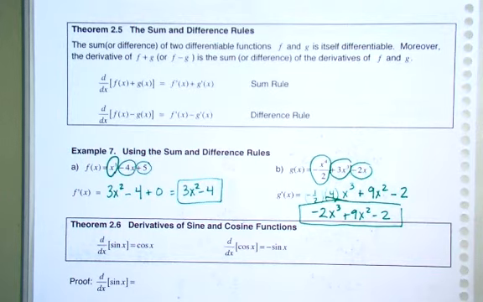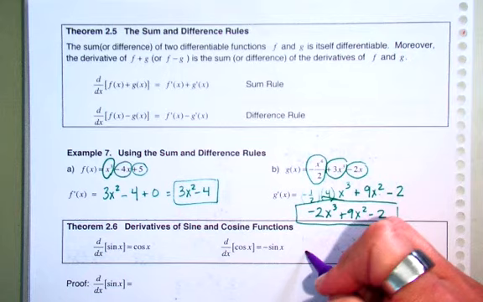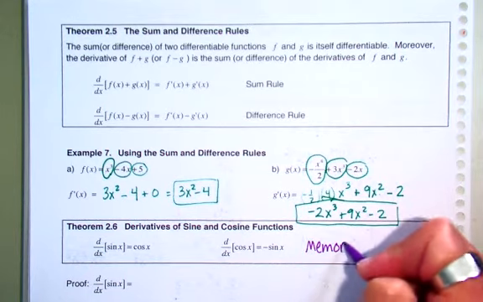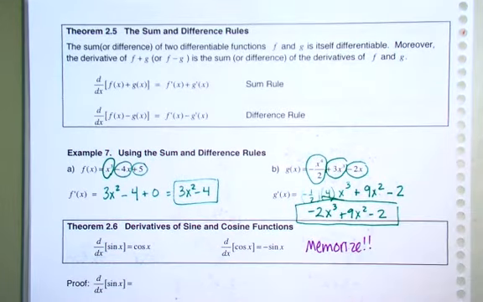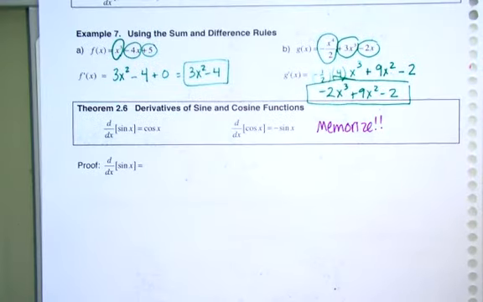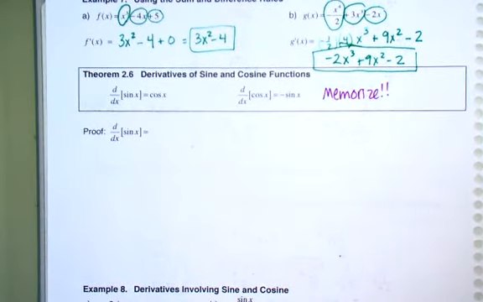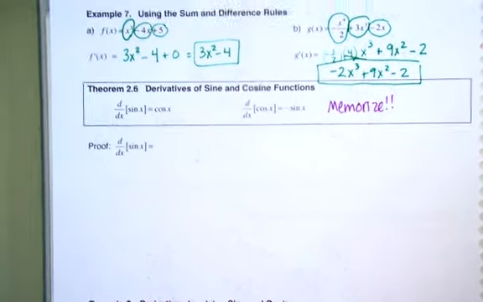Okay, we're going to continue today with the derivatives of sine and cosine, which are the trig derivatives. You have to memorize these two: the derivative of sine is cosine, and the derivative of cosine is negative sine. This is just continuing from where we left off yesterday. I'm going to start with the proof of just the derivative of sine. I won't go through the proof of the derivative of cosine, but it is similar.